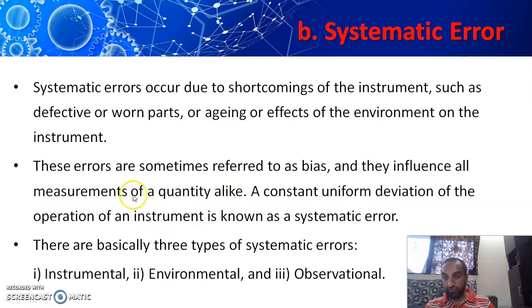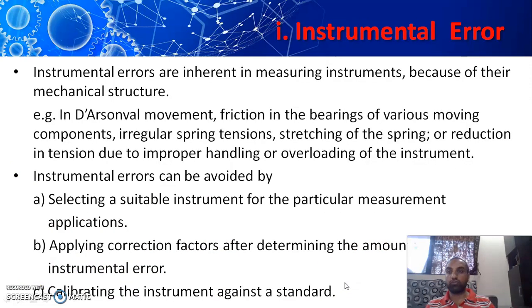Quantity alike means measurement of a quantity alike. The constant uniform deviation of operation of an instrument is known as the systematic error. They are further divided into three types: instrumental error, environmental error, and observational error. In instrumental error, the errors are inherent in the measuring instrument because of their mechanical structure.